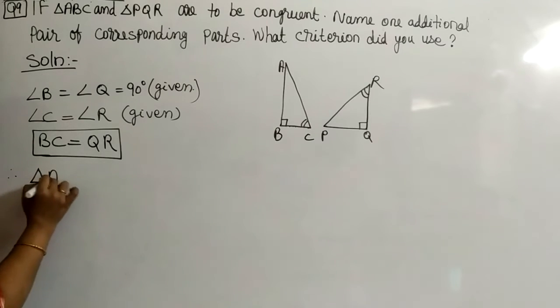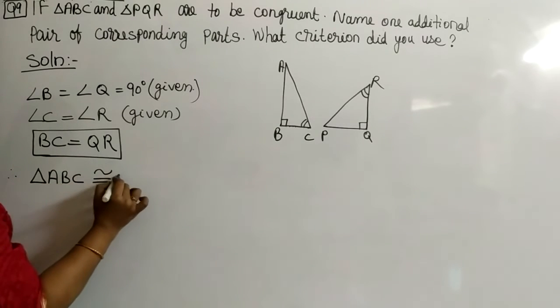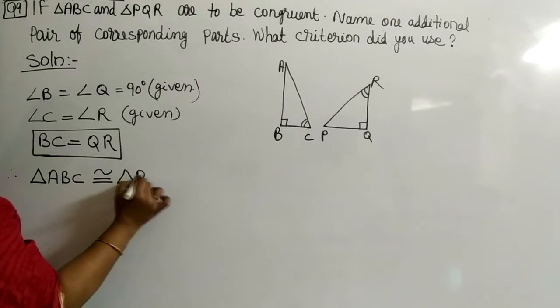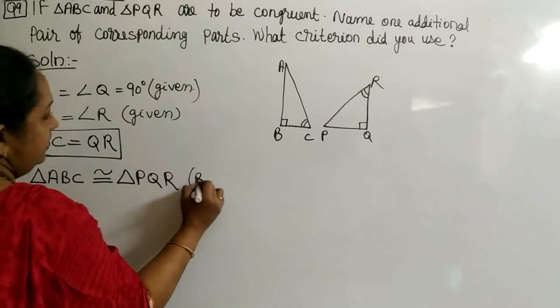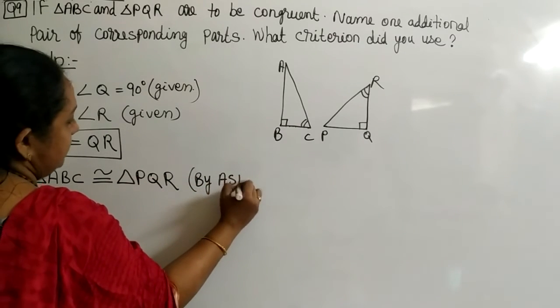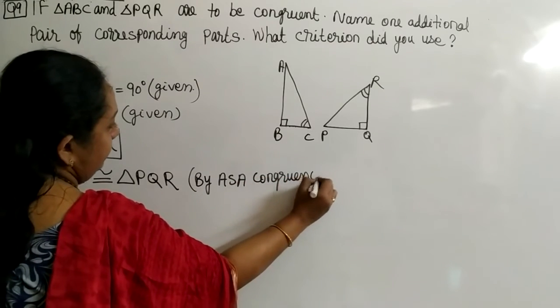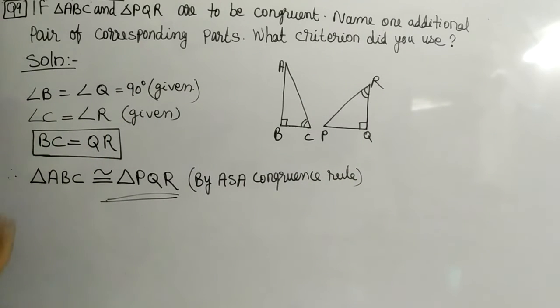Therefore, triangle ABC congruent to triangle PQR by ASA congruence criterion. So the third condition we need is side BC equal to side QR.